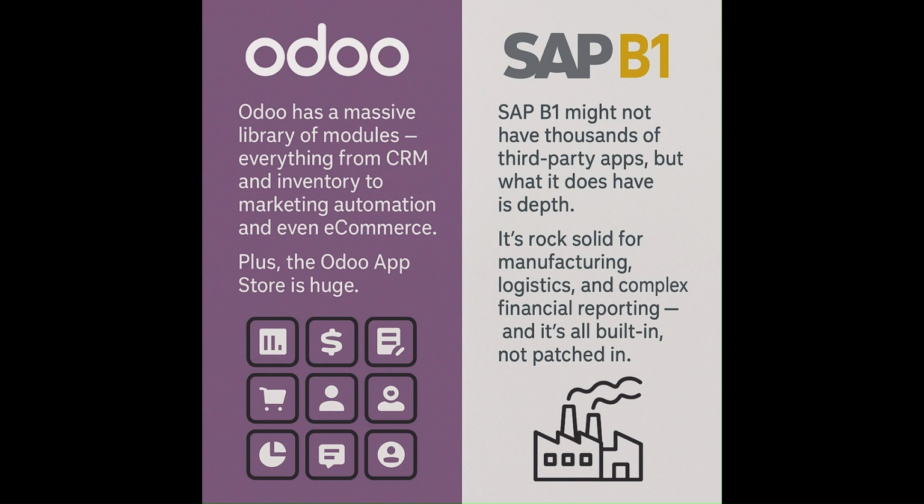Odoo has a massive library of modules. Everything from CRM and inventory to marketing automation and even e-commerce. Plus, the Odoo App Store is huge. SAPB1 might not have thousands of third-party apps, but what it does have is depth. It's rock solid for manufacturing, logistics, and complex financial reporting. And it's all built in, not patched in.